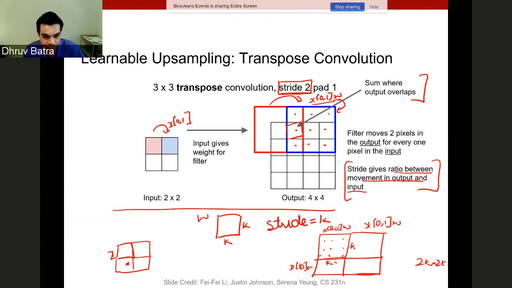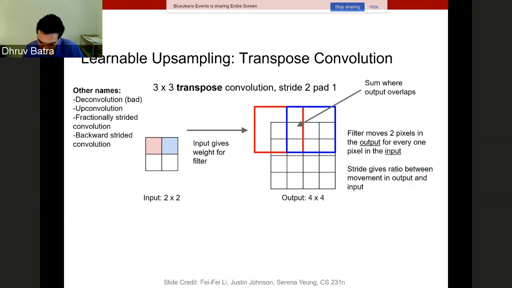What happens at the intersections of filters? Do we just add x0,0 W plus x0,1 W? Yes, that is correct. That is exactly what we mean by this sum where the output overlaps. So where the blue placement and the red placement overlap, you sum those particular entries. Okay.